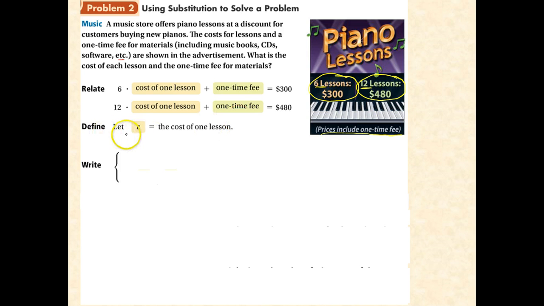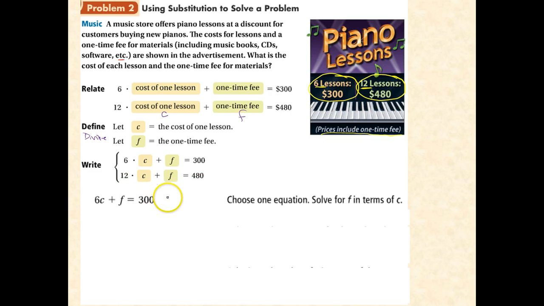So we're going to define C to be the cost of one lesson, and F to be the one-time fee. So we get a system of equations here. 6C plus F equals 300. 12C plus F equals 480. And then we just solve the equations. Let's pick one and isolate the variable. F looks easy to isolate.